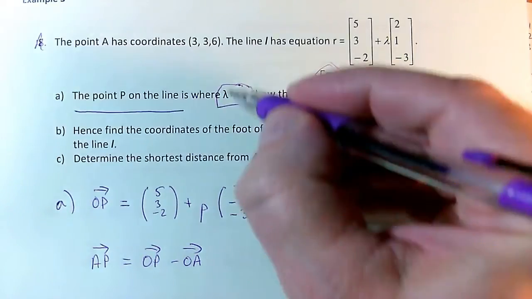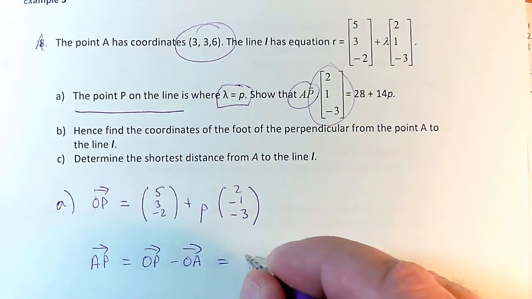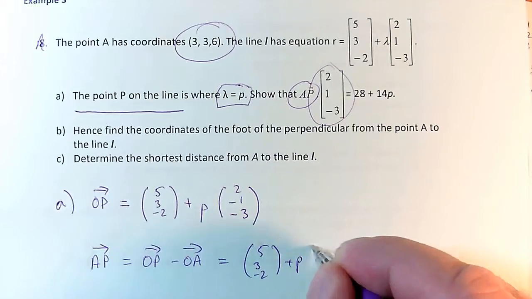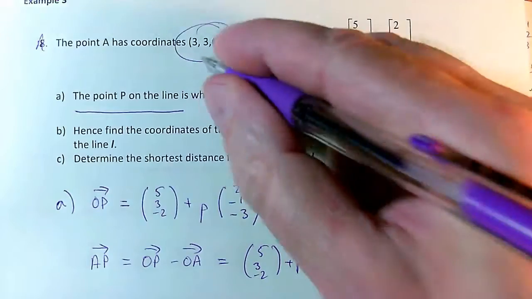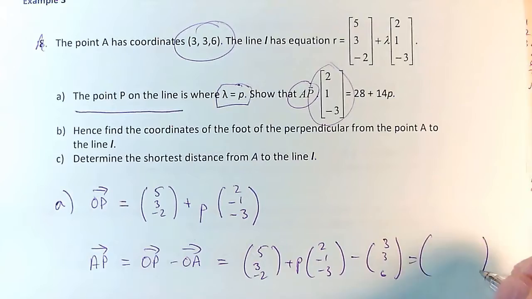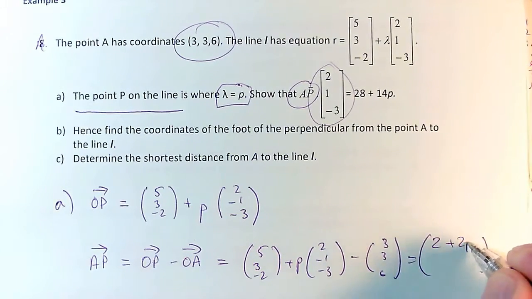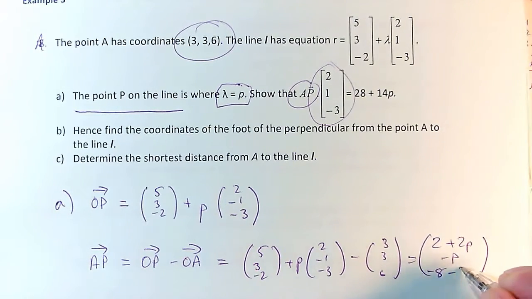And what's OA? A is this, so the vector OA is just that written as a position vector. So I need to do my OP, which is (5, 3, minus 2) plus P lots of (2, minus 1, minus 3). And I've got to take away OA, which is minus this vector here, (3, 3, 6). And I can shove that all into one column vector. So 5 and a minus 3 is 2, so this is 2 plus 2P. And the next one is 3 minus a 3 is 0, but it's just a minus P then. And the next one, minus 2, take away another 6 is minus 8. So this is minus 8 minus 3P.